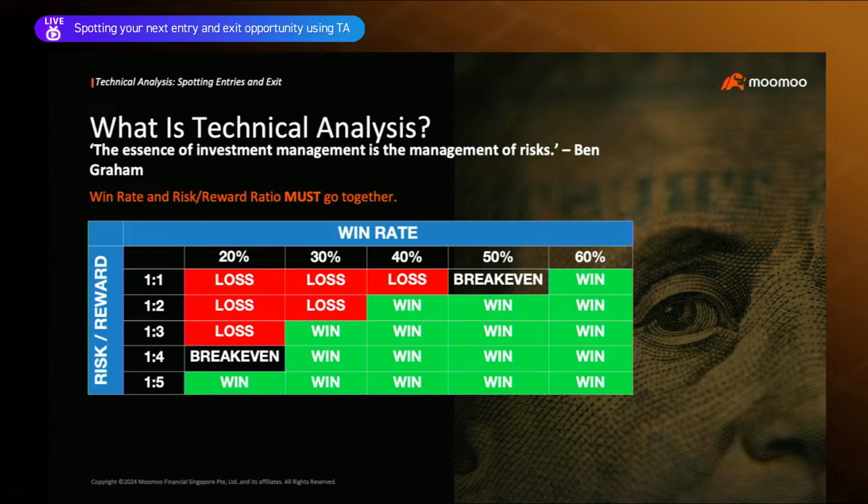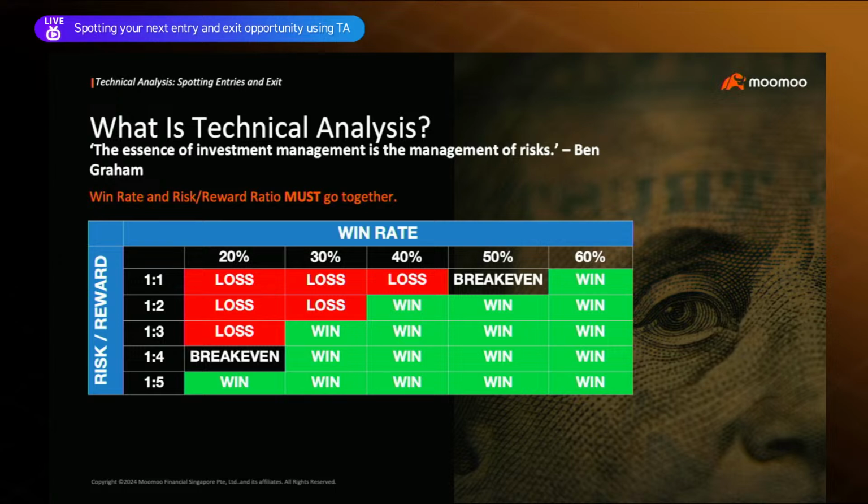And then if you have a risk reward ratio of 1:1, it means that for every dollar you're risking, you're only getting $1 in profit back. And if you have a risk reward ratio of 1:5, for every $1 that you're risking, you're possibly getting $5 back. So why must risk reward and win rate go together?